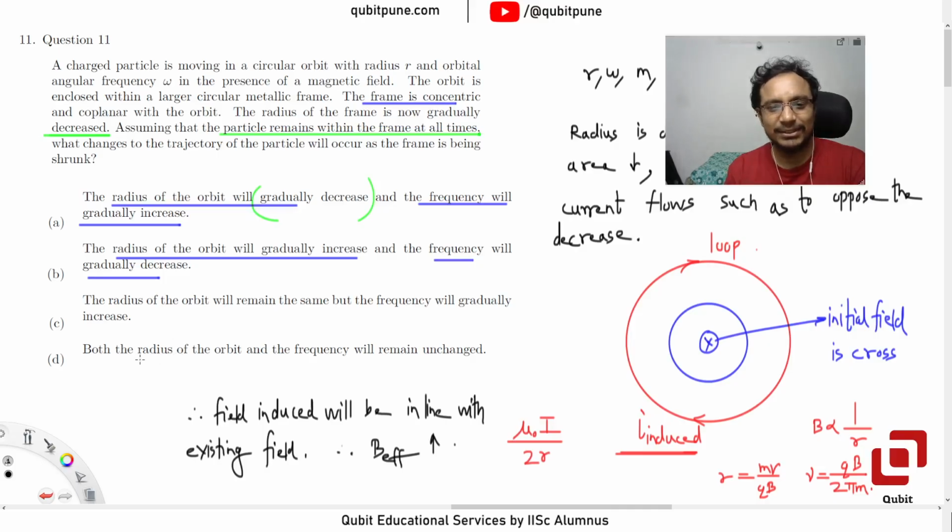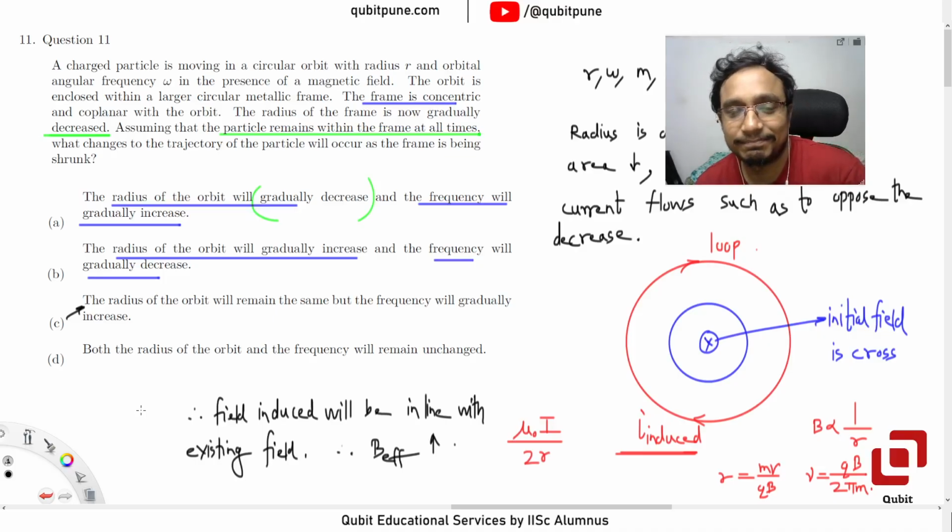Okay. C was there, right? I mean, that option was there. I don't know how you resolved that. No, sir, in the way he said that the radius will decrease, but there is no other option. Yeah, correct. Okay, cool.